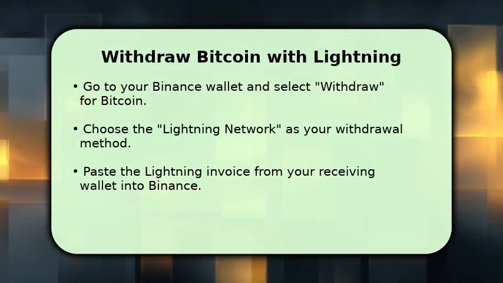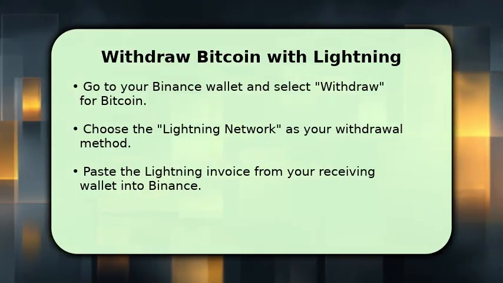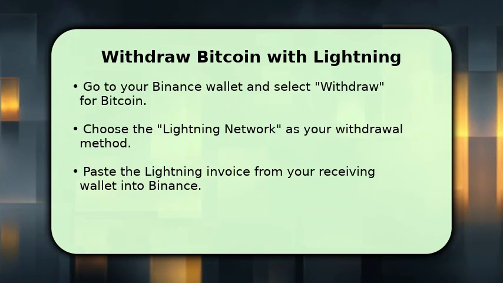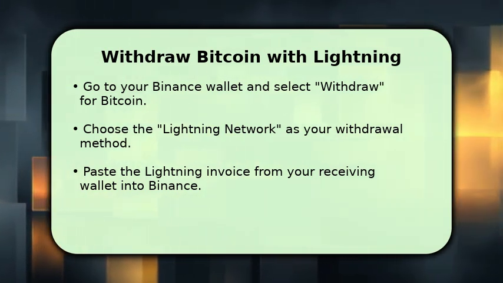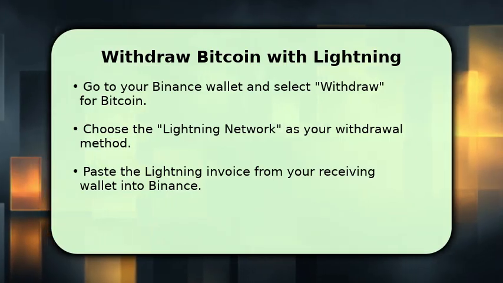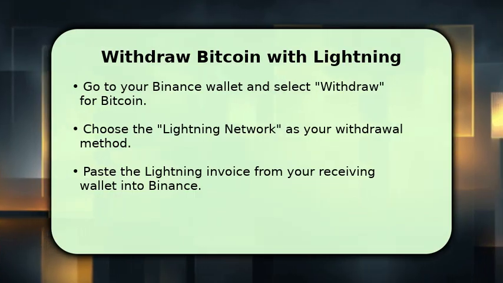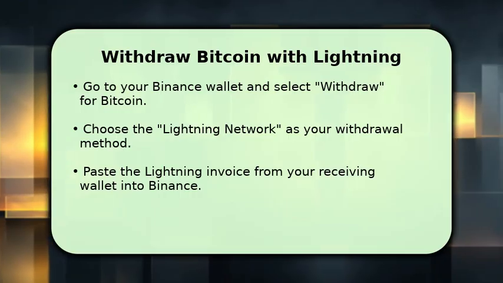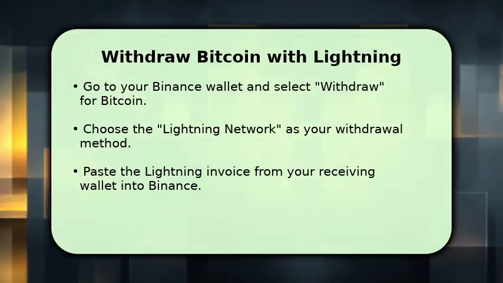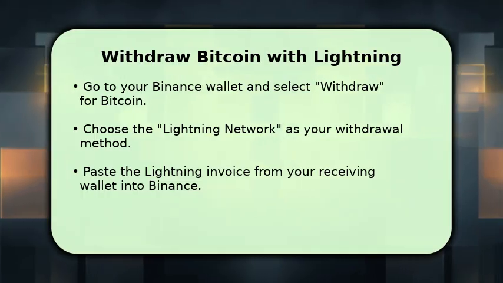Withdrawing Bitcoin via Lightning is just as straightforward. From your Binance Spot wallet, select Bitcoin and then Withdraw. Again, choose the Lightning Network option. You'll need a Lightning invoice from your receiving wallet or service. Paste that invoice into the designated field on Binance. Review the transaction details carefully and confirm. Your Bitcoin should arrive in your external wallet almost instantly, typically within seconds.